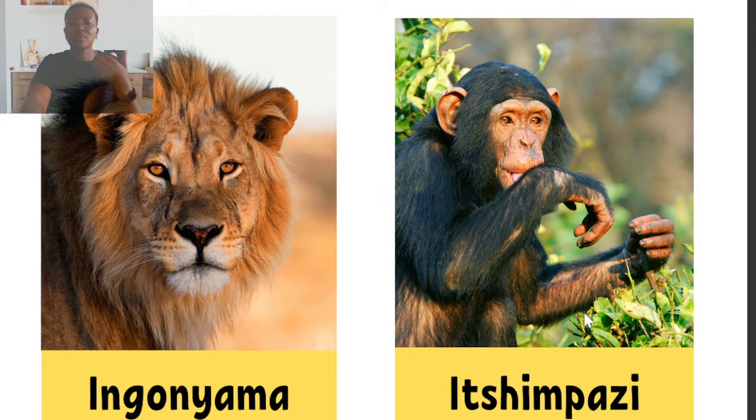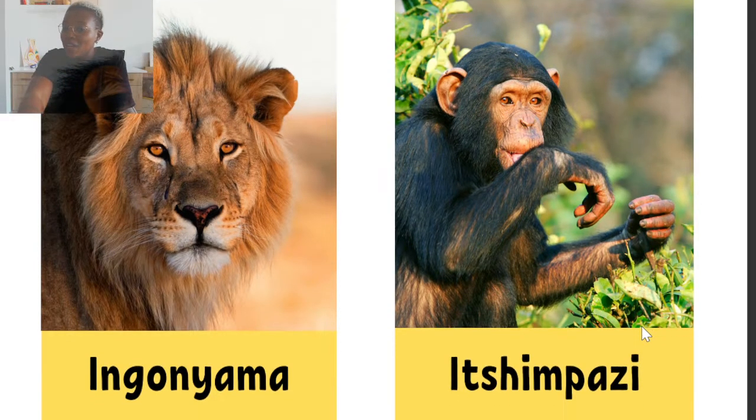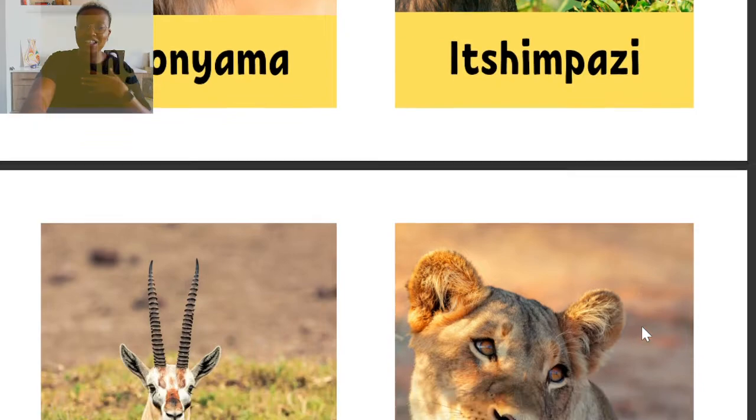Ingonyama. For a chimpanzee, we say ichimbazi. A lot of the times you'll see in Xhosa that when we don't really have a word for it, we'll just either take the... So here's the thing where I'm kind of stuck. Do they steal it from us or do we take the English word and say, actually, this is how it's going to sound in Xhosa? I don't know. But ichimbazi.